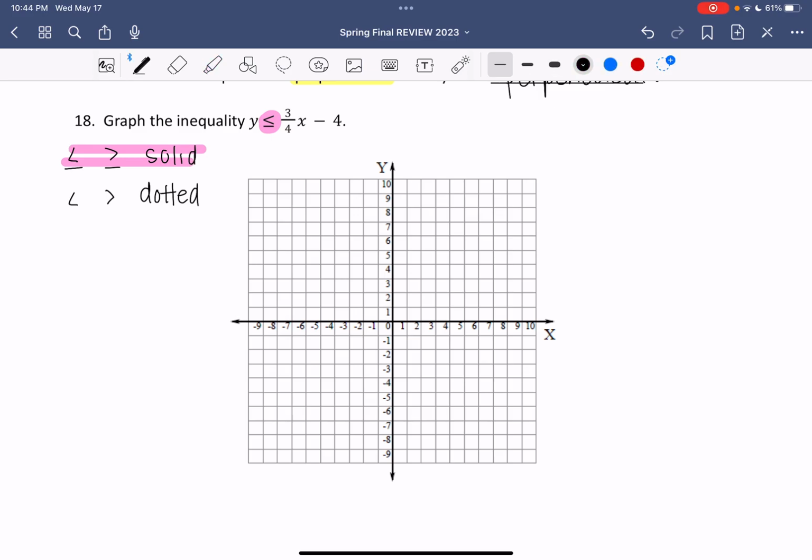All right. And then because y is less than or equal to, okay, the alligator's facing away from the y, we're going to shade below. Okay, all right, if it was eating the y, we would shade above, but because it's facing away from the y, we're going to use below. Okay, you can also use our trick. Okay, you can make a b out of that inequality.